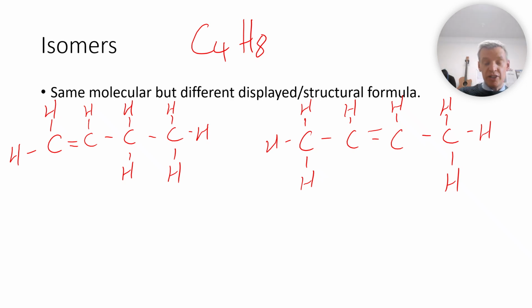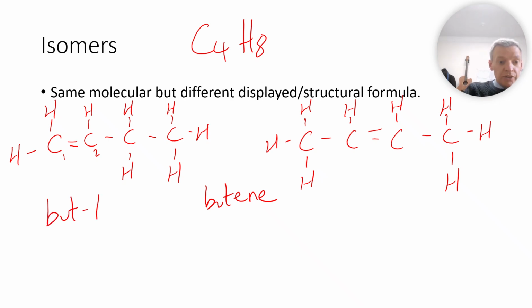And these are 2 different isomers. And something you also need to know about the naming, they're both called butene, but we need to be a little bit more specific than that. Because on the far left one, the double bond is between the first and the second carbon, we call this but, dash, 1, dash, ene.